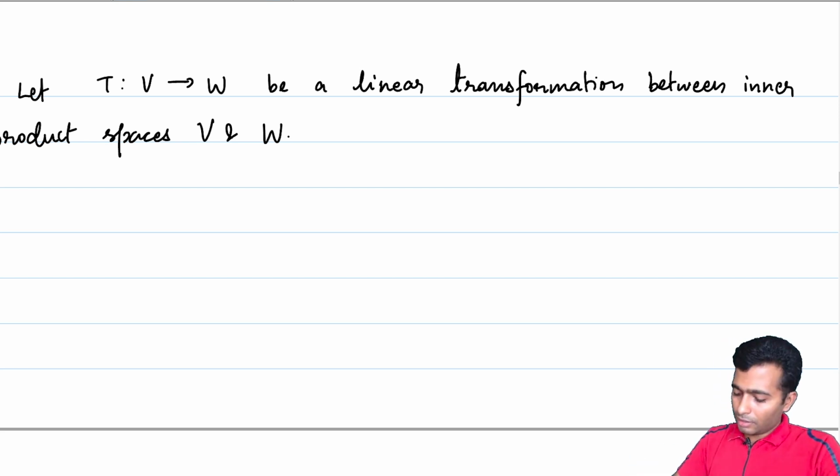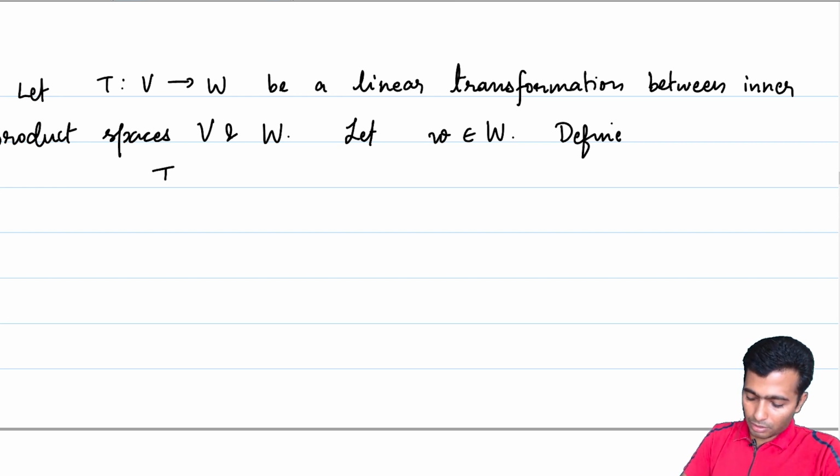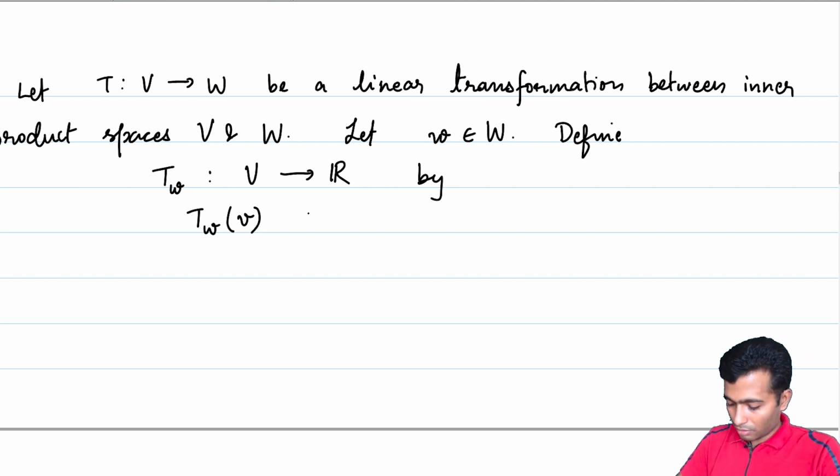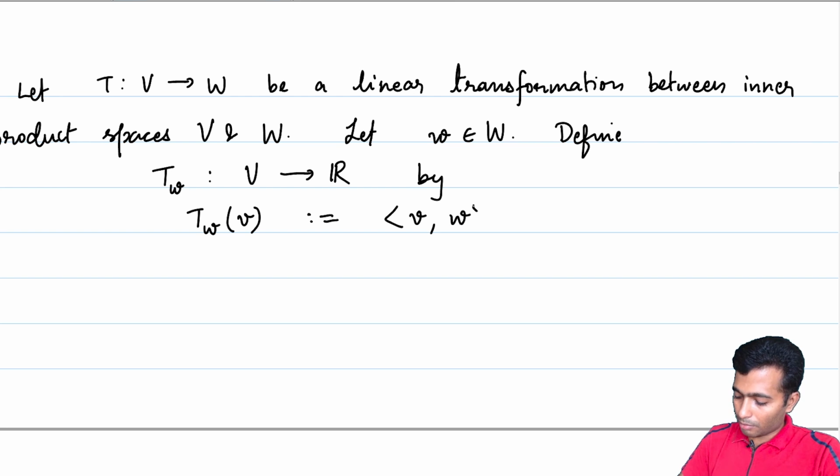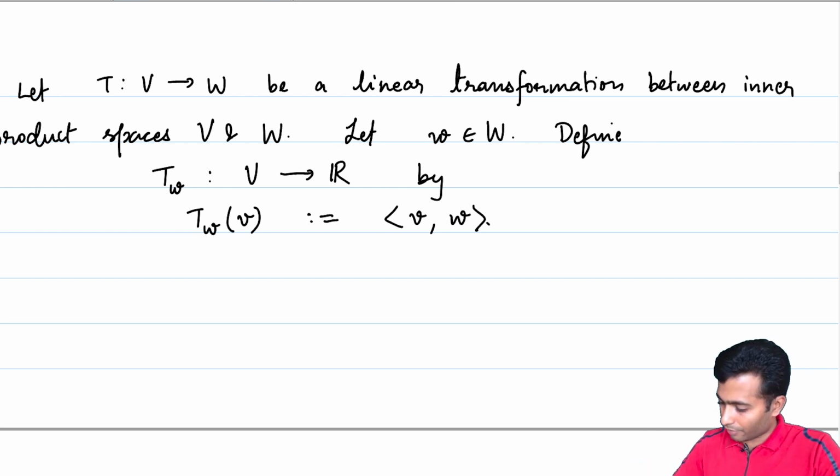So let w be some vector in capital W, and let's define a function. Let's define T subscript w, which is from V to R, by what is T_w of small v? This is defined to be the inner product of T(v) with w. So let's look at an example to understand what we are doing.